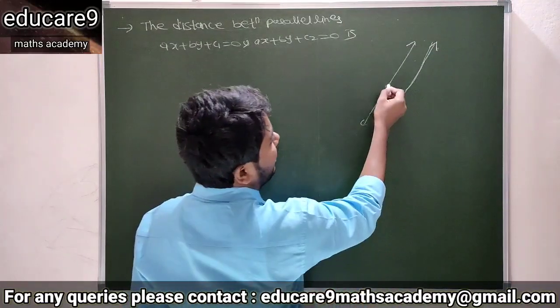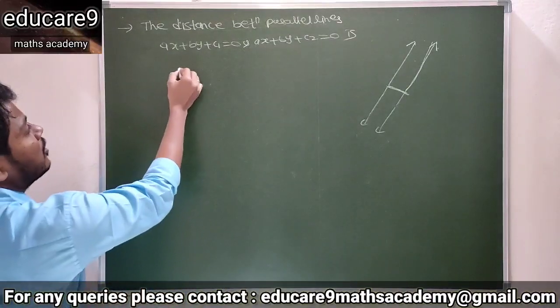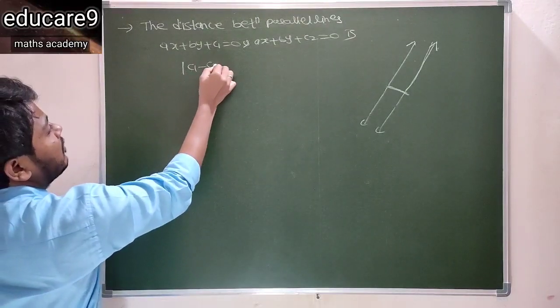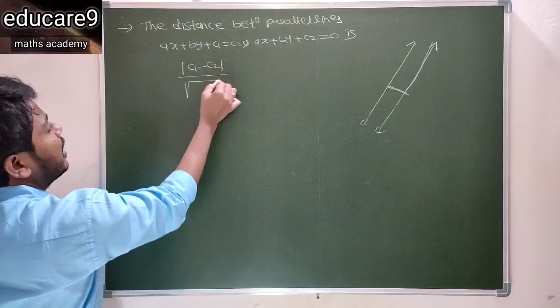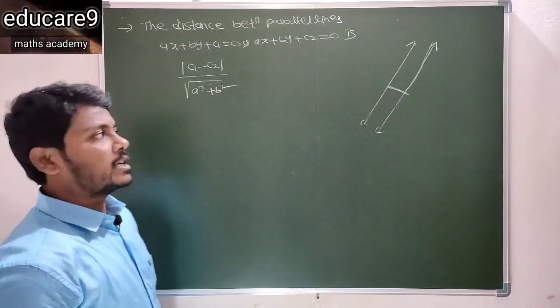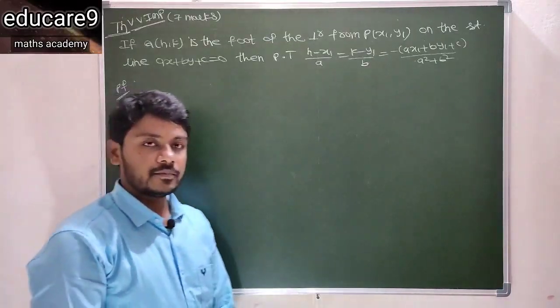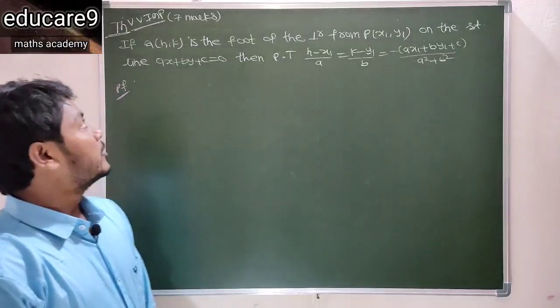So you need to find the distance between these two parallel lines. That is the modulus of c1 minus c2 by square root of a square plus b square. So this denotes the distance between any two parallel lines. Okay, so next one, theorem.